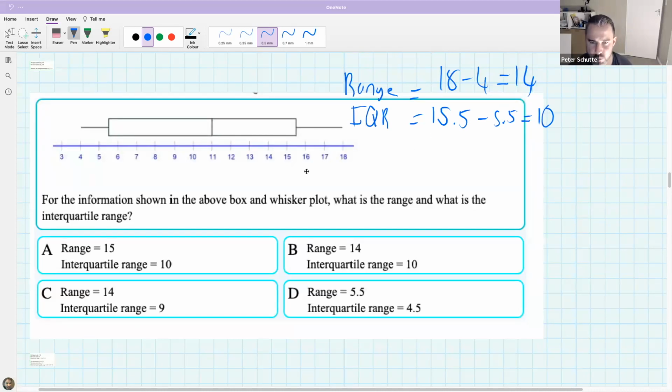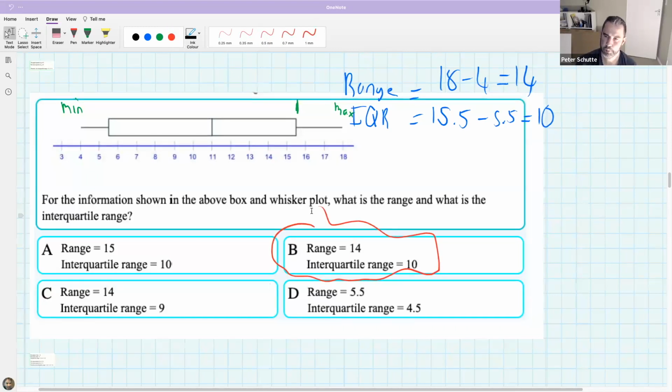So notice how the range goes from the smaller, well, that's min and that is max. So 18 minus 4. Whereas IQR is this one over here, it's the box, 15.5 minus 5.5, which is down there. So the correct answer is B.